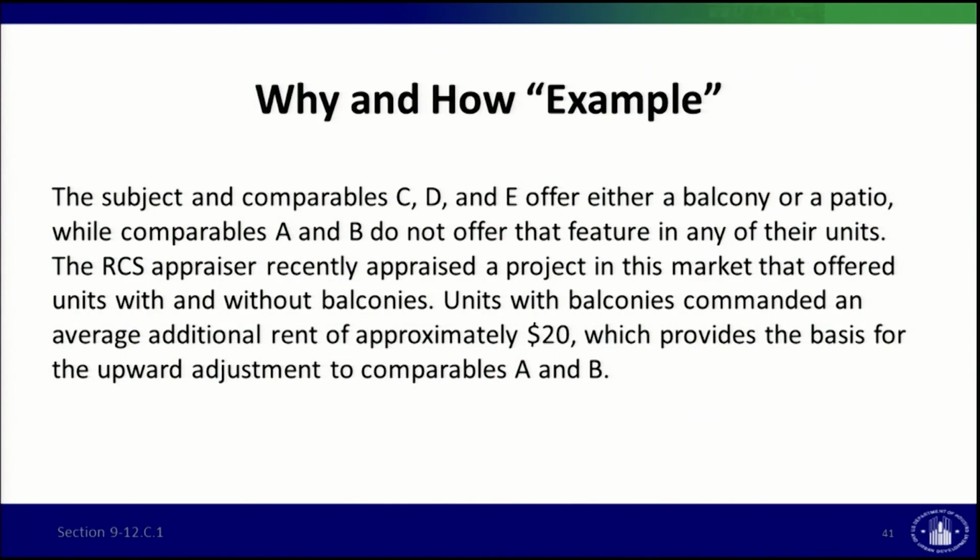The subject and comparables C, D, and E offer either a balcony or a patio, while comparables A and B do not offer that feature in any of their units. We recently appraised a project in this market that offered units with and without balconies. Units with balconies commanded an additional rent of about $20, which provides the basis for the upward adjustment to comparables A and B.